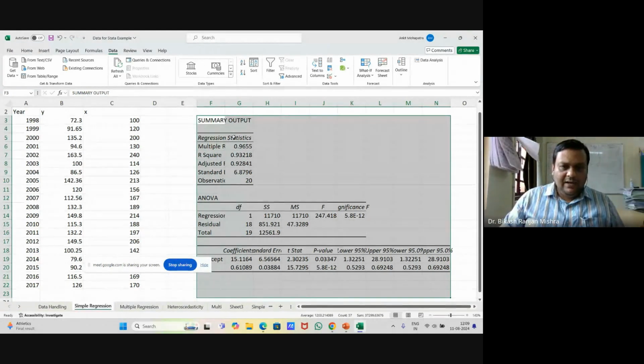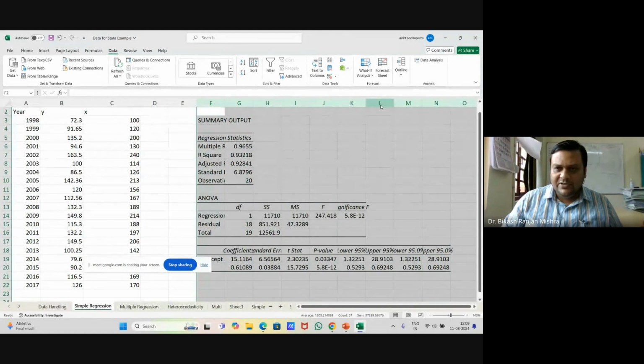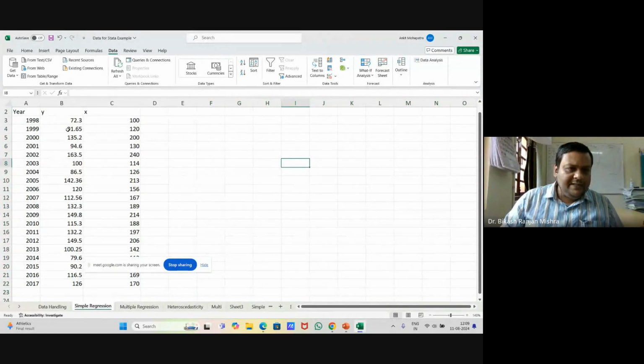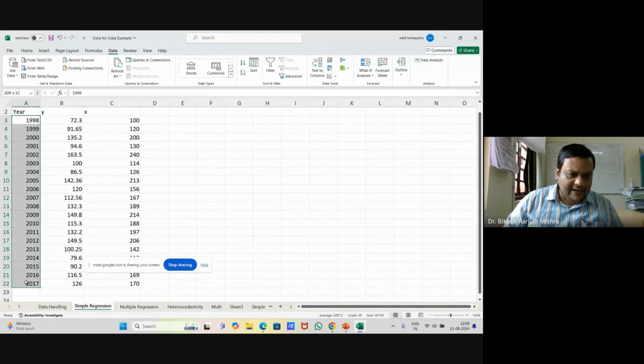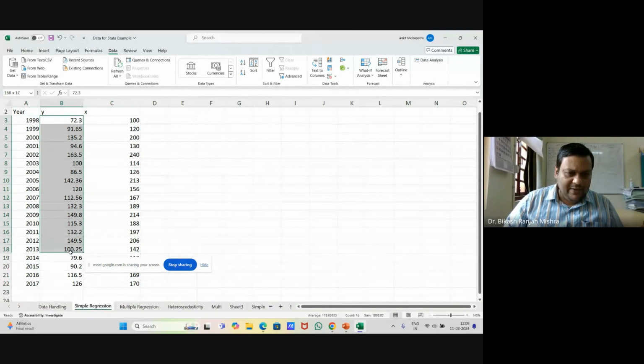So now what happened? Don't concentrate on this part. Anyway, this is already done by me. So let me first of all delete this analysis. So now what happens over here? We have some year of observations still available from 98 to 2017. So almost for 20 years, 2 variables are mentioned over here. Y is the dependent variable and X is another independent variable.